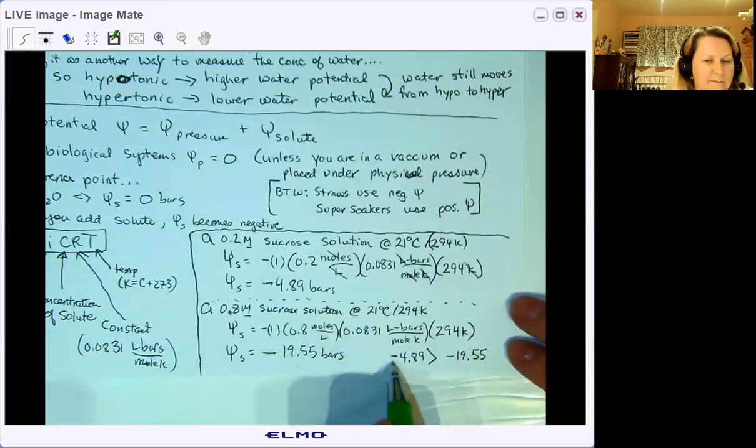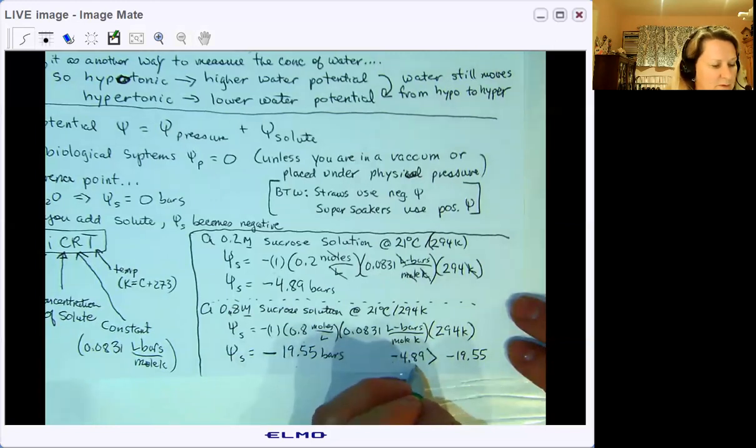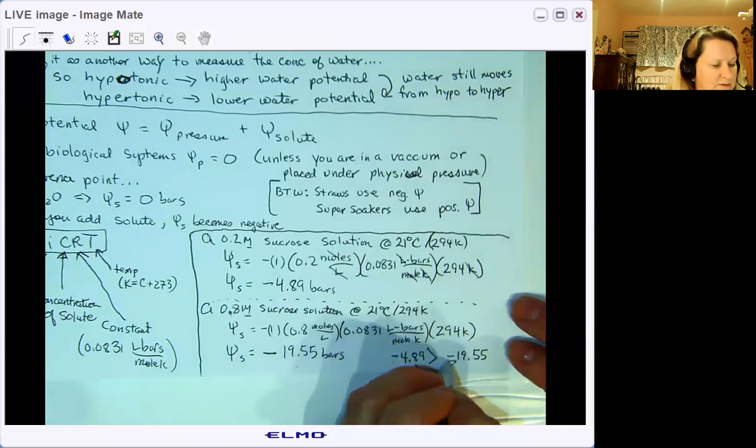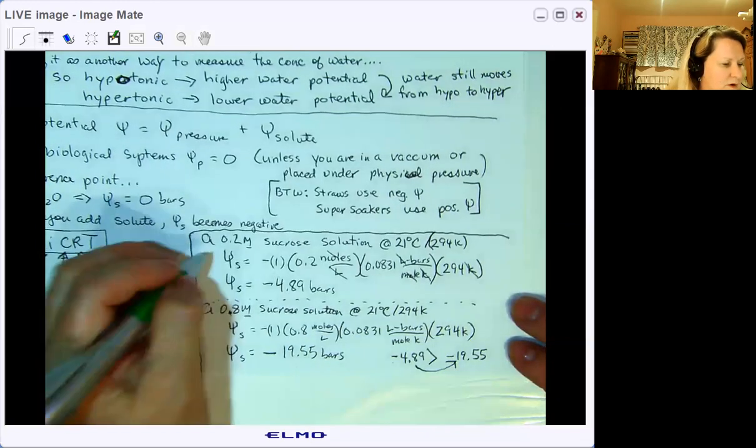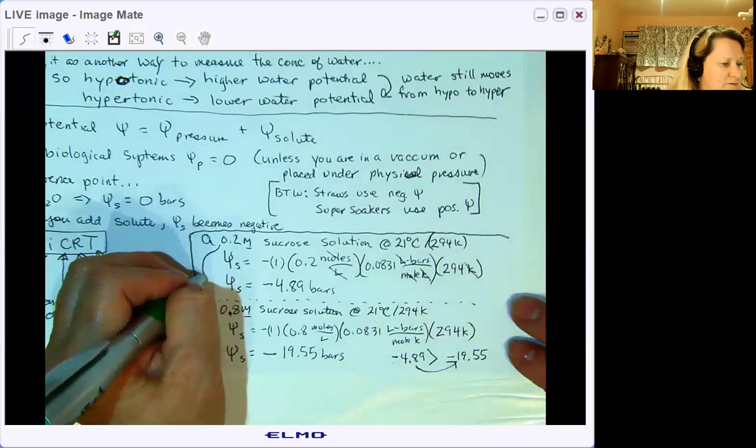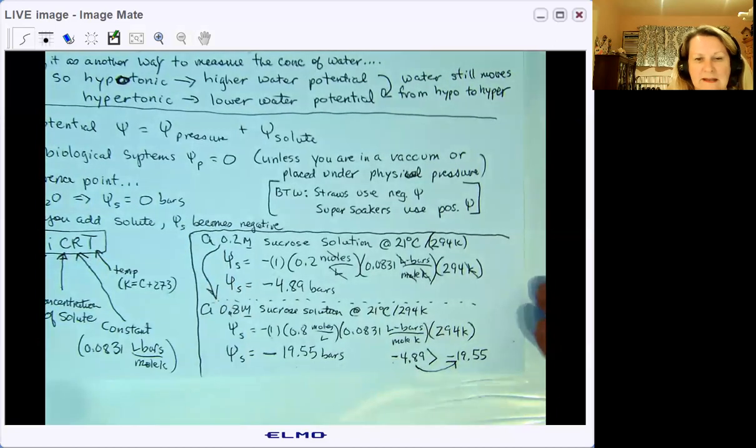Now, minus 4.9 is bigger than minus 19.55, right? So water is going to move from the higher water potential to the lower water potential. Water would want to move out of the 0.2 molar solution and into the 0.8 molar solution. So that's how water potential works, and that's kind of how I present it to my students, except with my students, I'd probably go a lot slower than I just did with you.